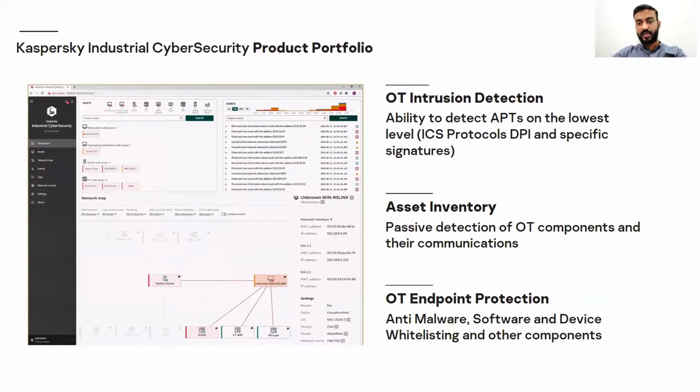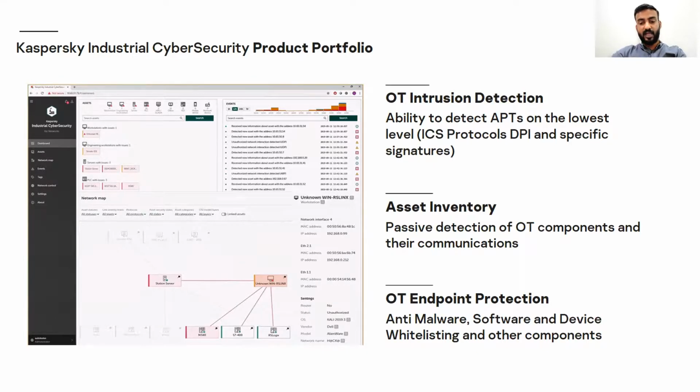So let us look at what KICS, the industrial cybersecurity solution from Kaspersky, is built for and what it keeps in mind. One of the primary focuses of the solution is OT intrusion detection, which focuses highly on APTs, even at the lowest level. It looks at the ICS protocols, deep packet inspection, as well as very specific signatures that our CERT experts have developed.